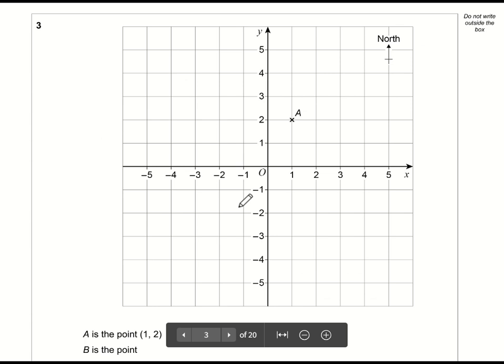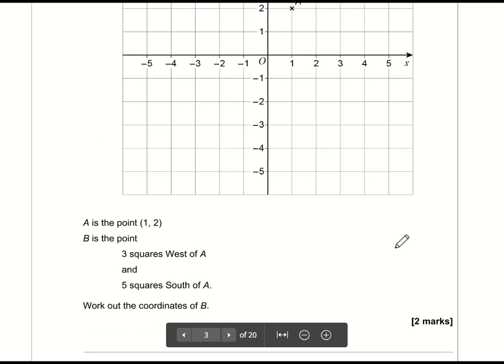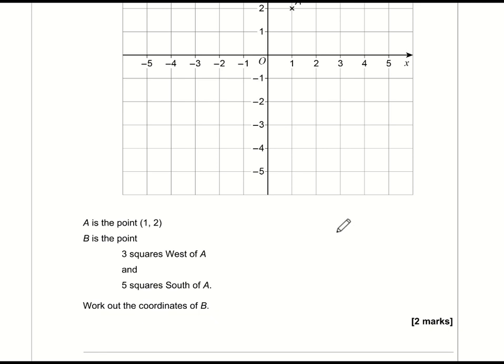Question number 3. We want to work out point B, which is 3 squares to the west. Just think of our compass: Naughty elephants squirt water, or never eat shredded wheat. So 3 squares to the west means 3 to the left, so 1, 2, 3, and then 5 south, 1, 2, 3, 4, 5. Remember we need to go along and then go down, so it's going to be minus 2, minus 3.